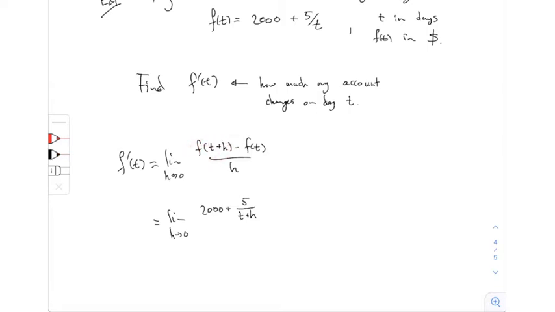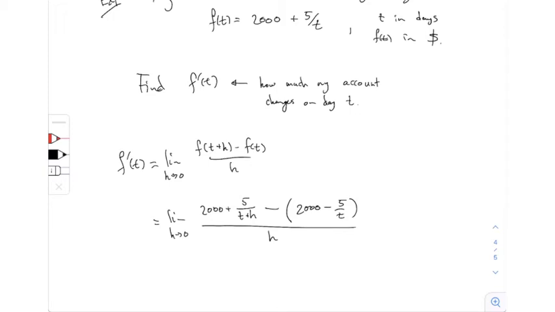Now I go minus f of t. Minus is right there. f of t, I'll put it in parentheses, is just exactly what the formula says: 2,000 plus 5 over t. And then all of this divided by h. Right? That's how we do it.